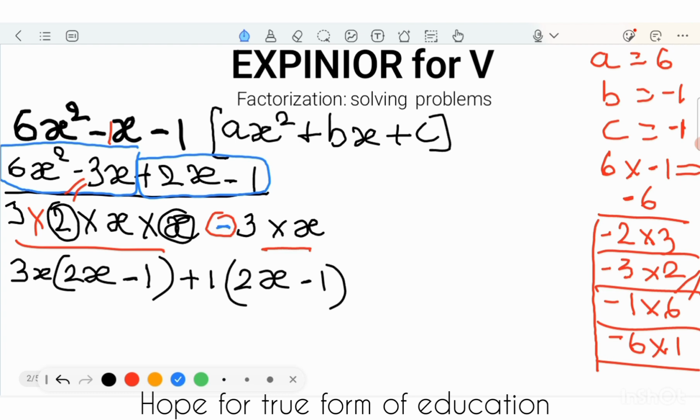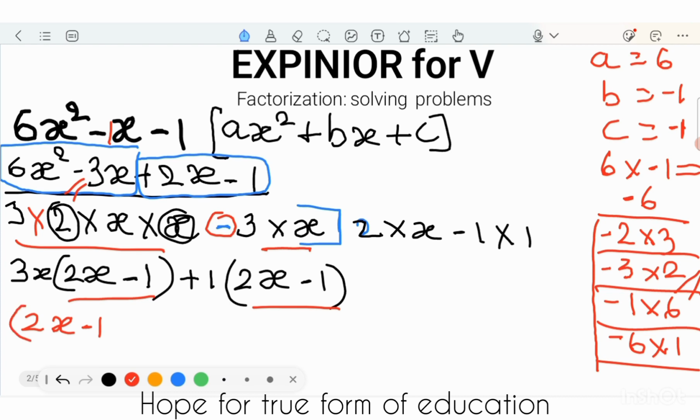If you want me to expand it again, I can expand it like 2 into x minus 1 into 1. We don't have anything common here, only 1 as common. So we took 1 as common and we got it. So now the next step will be, we have 2x minus 1 here and 2x minus 1 there. We'll write it down: 2x minus 1 into 3x plus 1.